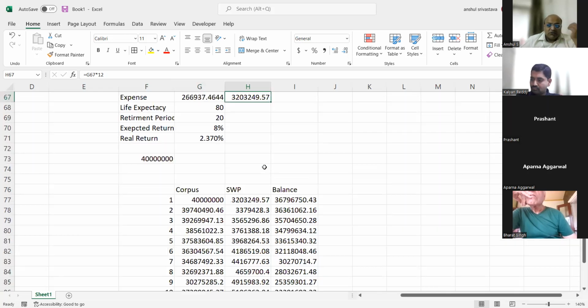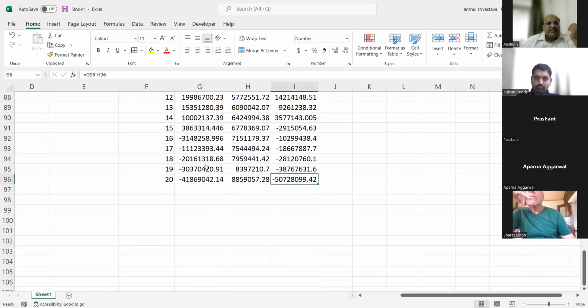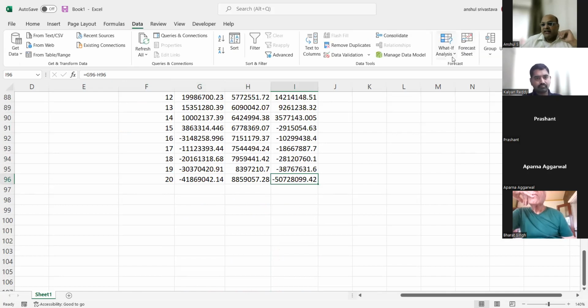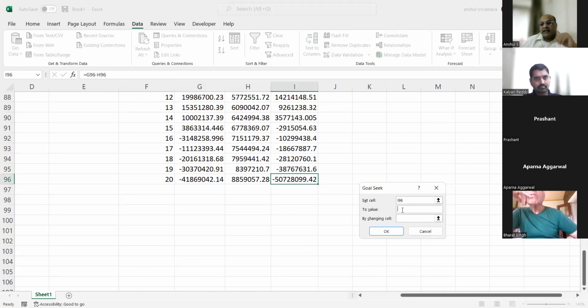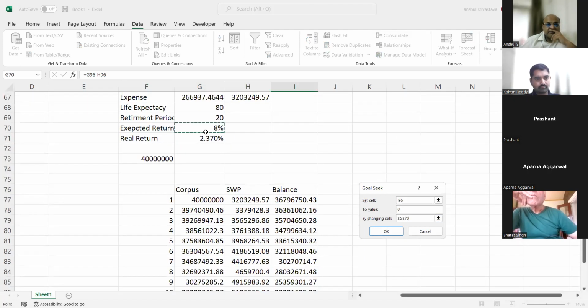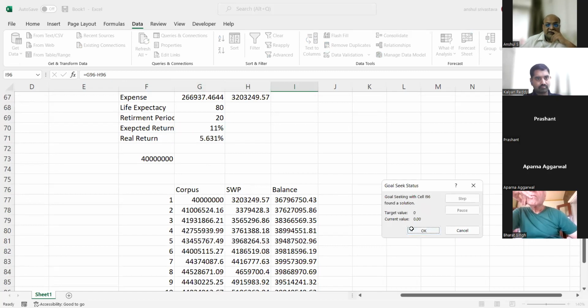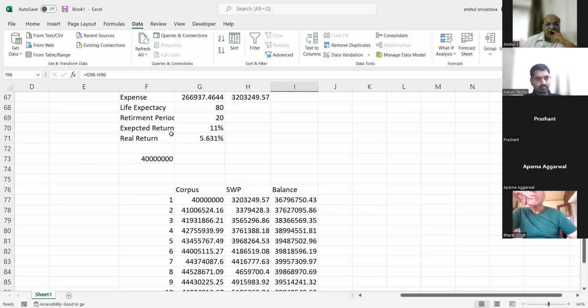Right. उसमें वी कैन डू लेट्स ट्राई दिस. ये मैं आपके साथ ही कर रहा हूँ, मैंने पहले नहीं किया है. डेटा व्हाटएवर एनालिसिस गोल सीक, set this cell to value 0 by changing which cell? By changing this cell. अगर आपका कॉर्पस 4 करोड़ है और आपका रिटर्न 8% की जगह 11% आ गया, वो भी आपका काम हो जाएगा. Are we getting it? This is very helpful. Thank you. That if you are not able to accumulate 5 crore 15 lakh, but somehow then if you don't accumulate things, then either reduce your expense or earn higher return.